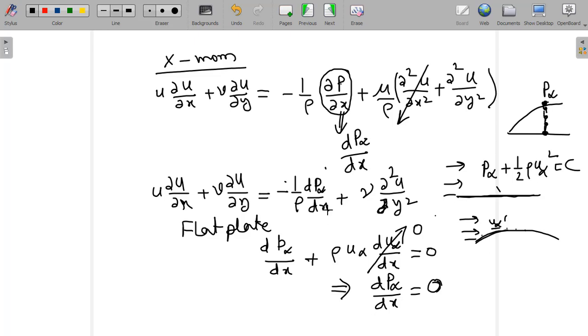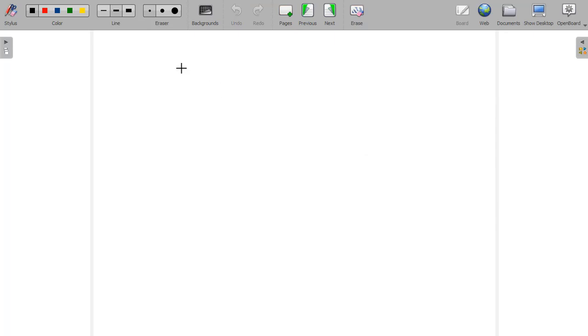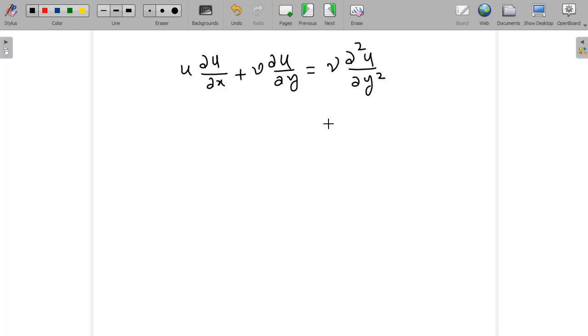So finally the boundary layer equation which is coming is u del u del x plus v del u del y is equal to nu del 2u del y2. This is the boundary layer equation for a flat plate under the conditions that we have mentioned. Now definitely in this equation, the order of magnitude of the inertia term and the order of magnitude of the viscous term are the same.